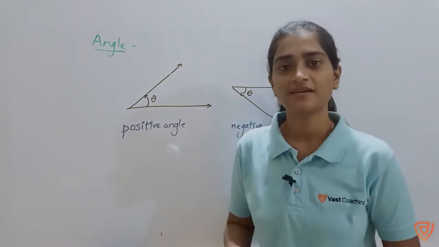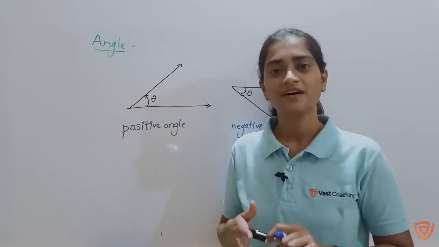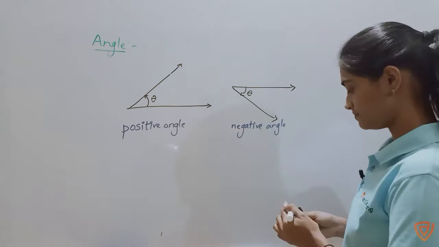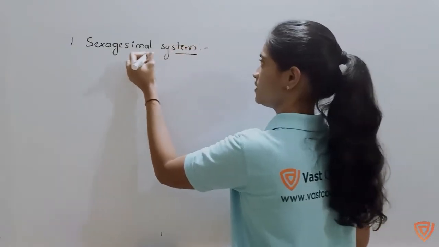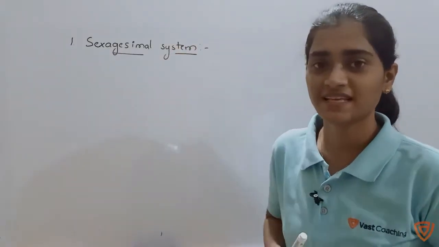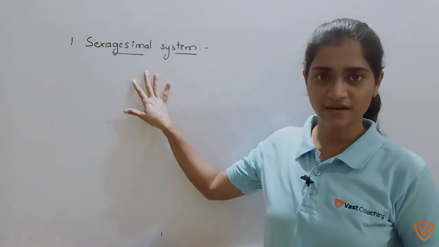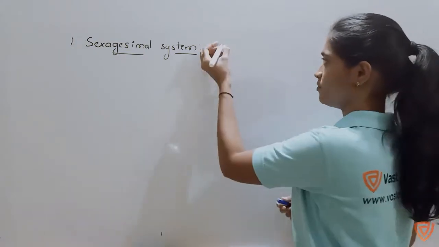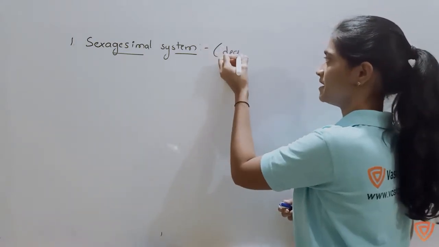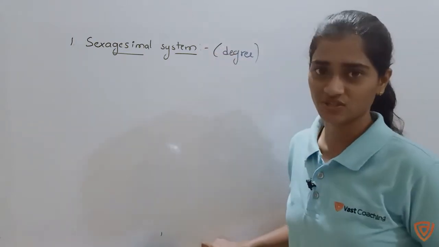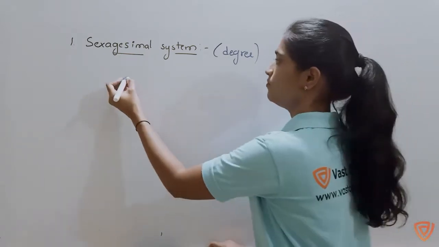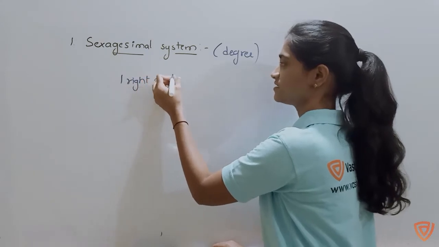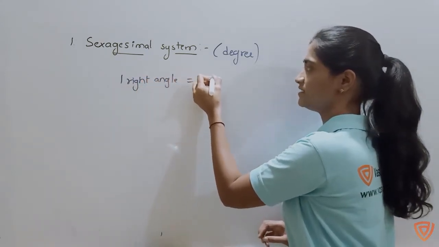There are many types of measurements we have. We are going to discuss mainly three types of measurements. The number one is the sexagesimal system. In this system, the unit of the measurement is degree. Sometimes we call it degree measure as well. In this, one right angle is nothing but 90 degrees.